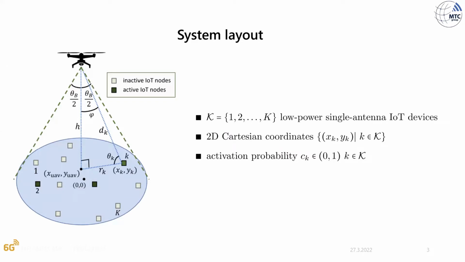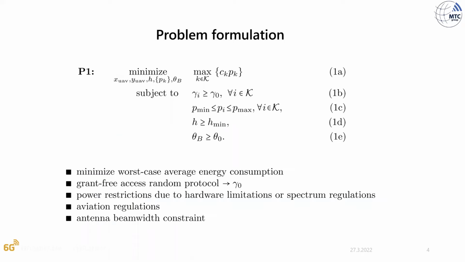So this is the system layout. We are using a UAV that serves a set of IoT nodes that are deployed in the area, and they can be in active and inactive states. Our goal in this paper is to minimize the worst case average energy consumption.